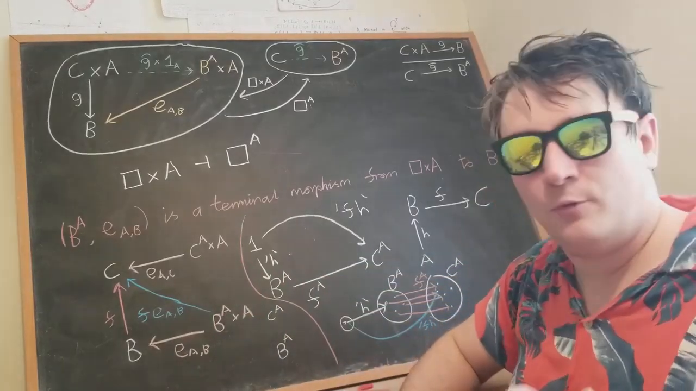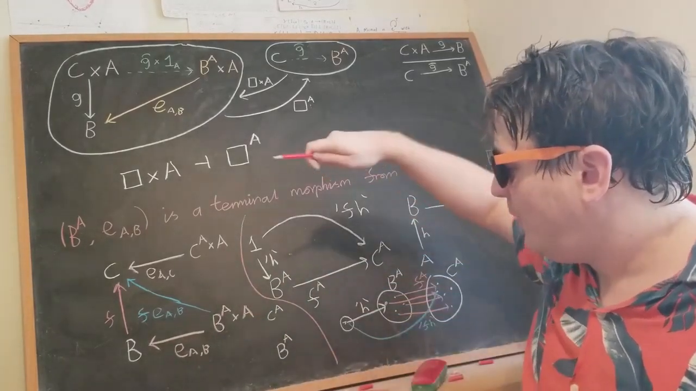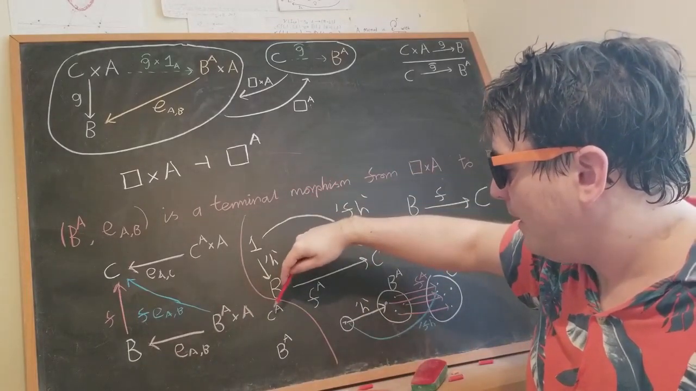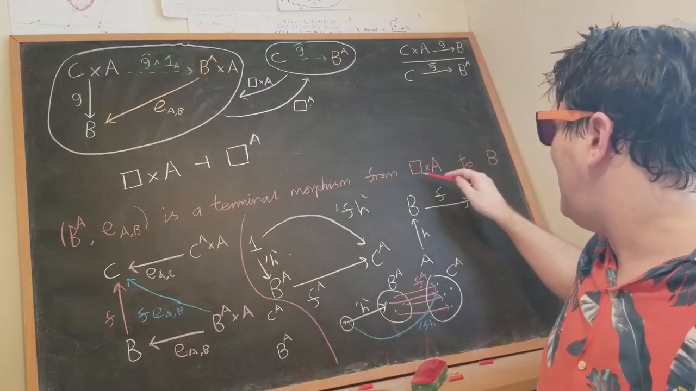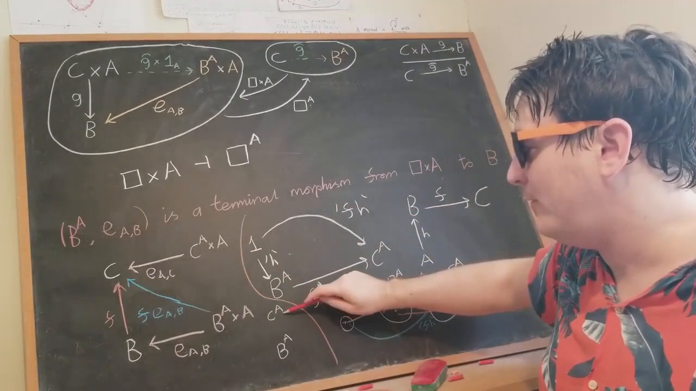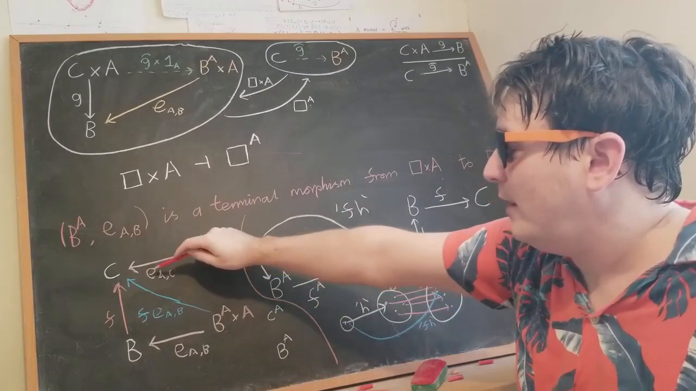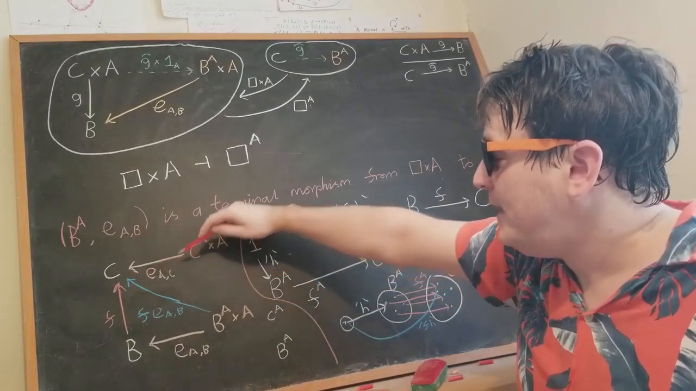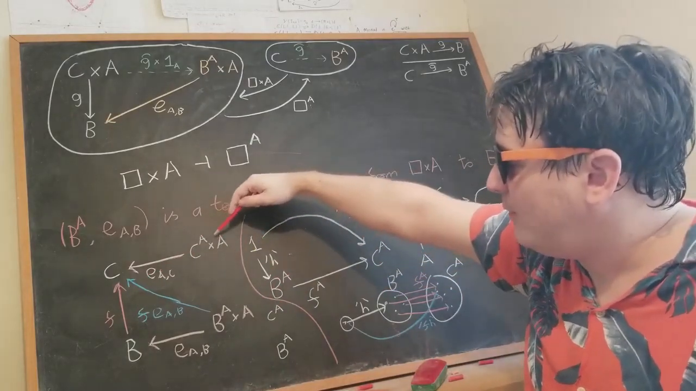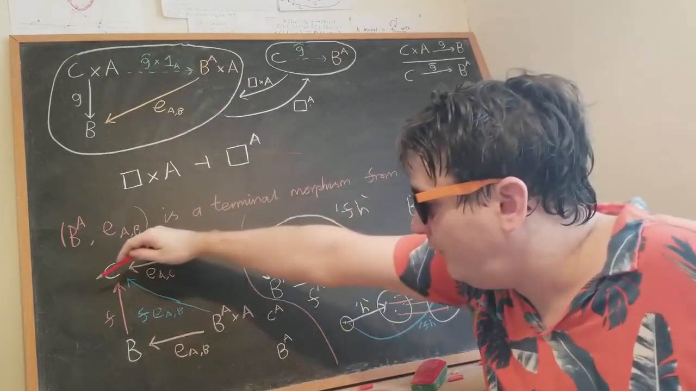But now look what we have, okay? We have a true terminal morphism from blank times A to C. What is that? That's this object C to the power of A and this evaluation arrow, EAC, which goes from where C to the power of A got sent to by multiplying by A to C.